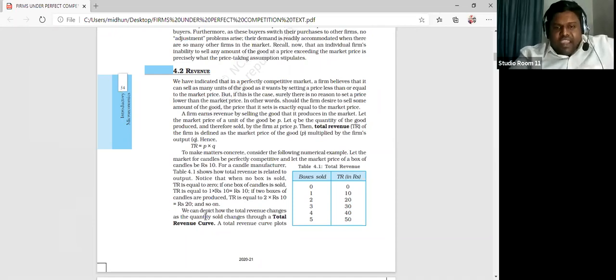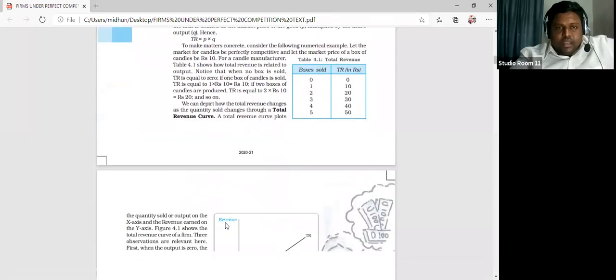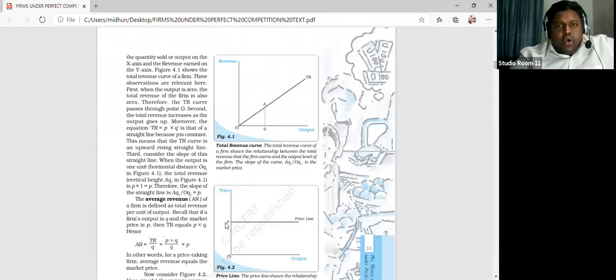We can depict how the total revenue changes as the quantity sold changes through the total revenue curve. The next curve we want to understand is the total revenue curve. A total revenue curve plots quantity sold, or output, on the x-axis. Again, we are going to learn a mix of many different curves, and at that time we want to segregate what is what. So here it is the TR curve, figure number 4.1.